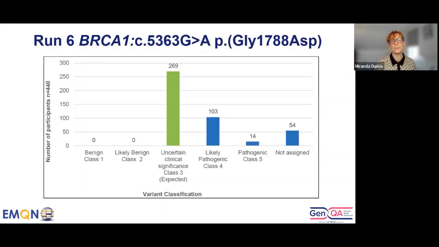So looking at the example from run 6, this is a BRCA1 missense variant, p.Gly1788Asn. We were expecting a classification of class 3, which the majority of participants did, but you can see that we've still got nearly 120 participants scoring it as class 4 or class 5, with those significant clinical implications. Next slide, please.